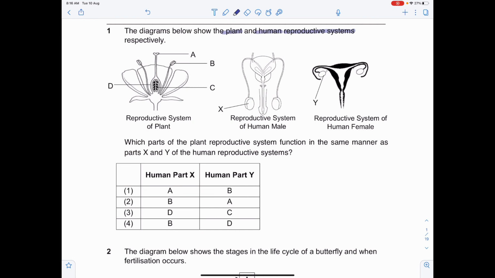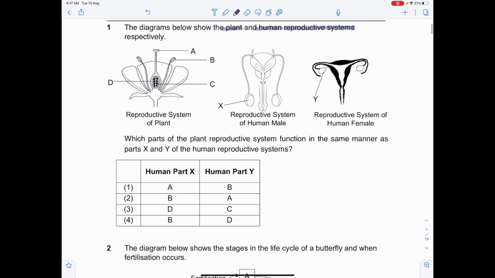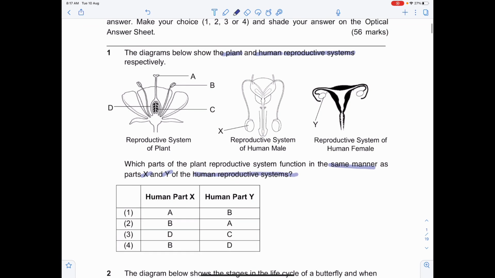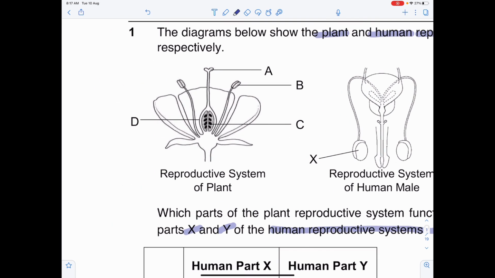So for the reproductive system, it is important that we're able to identify the various parts of the reproductive system of the plant and humans, at the same time know their functions. So the question asked, which parts of the plant reproductive system function in the same manner as parts X and Y of the human reproductive system? So right off the top, let's do some identification first.